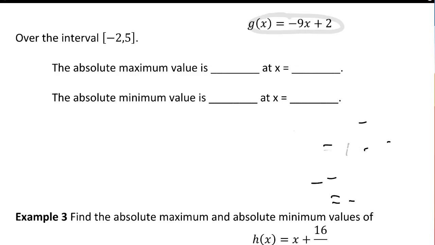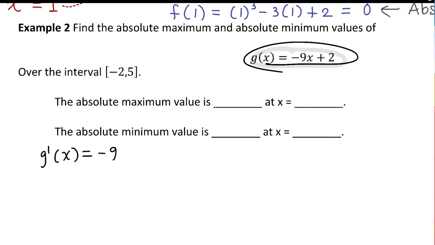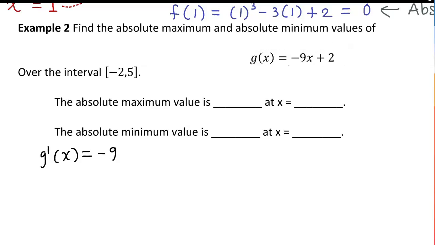Whenever you're finding absolute maximum or absolute minimum over a given interval, what you're going to have to first do is find the derivative. Find g prime of x. G prime of x is negative 9, because this is a linear function, and the derivative of negative 9x is just negative 9. So now you're thinking, when is this g prime of x, which is equal to negative 9, ever equal to 0? Can you have negative 9 be equal to 0?